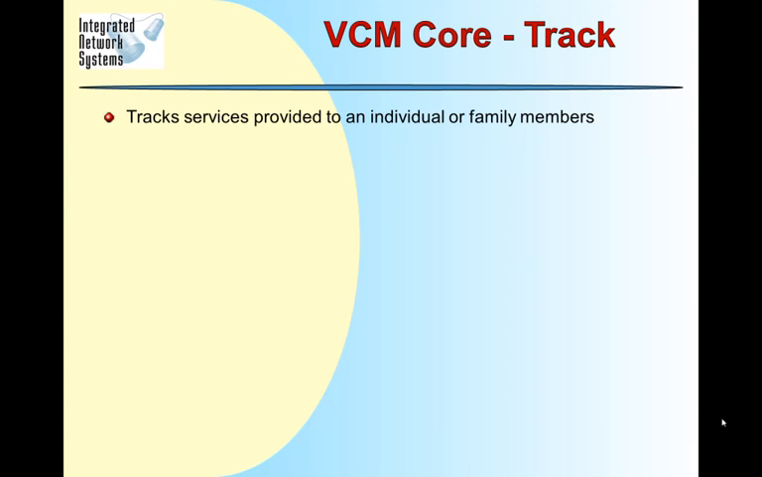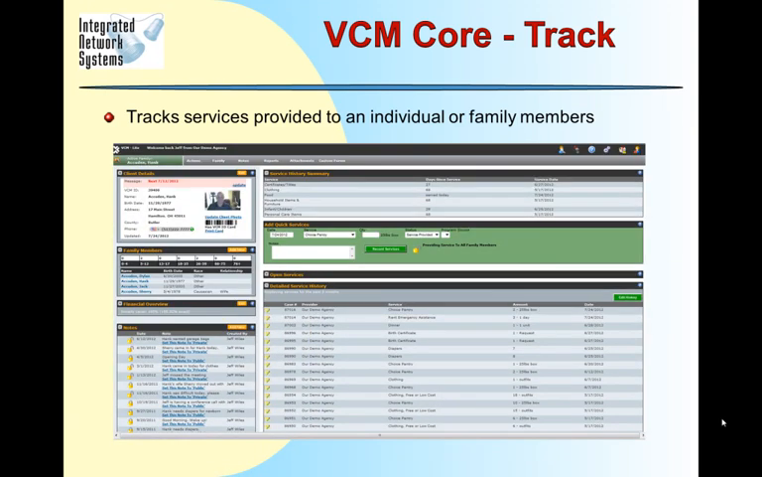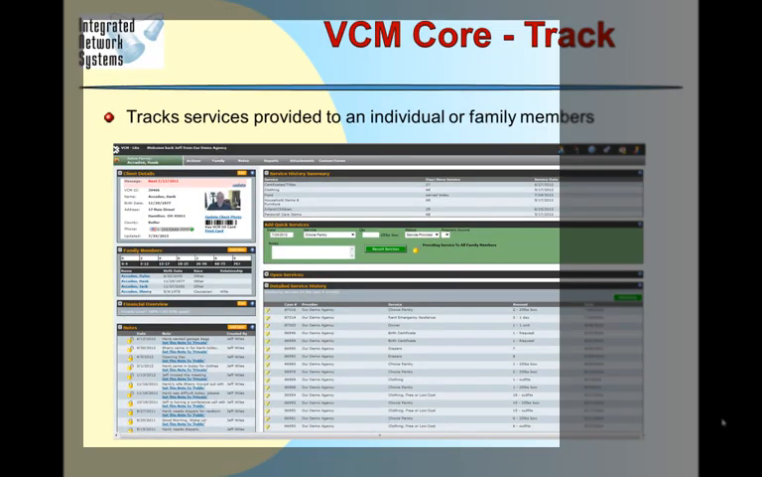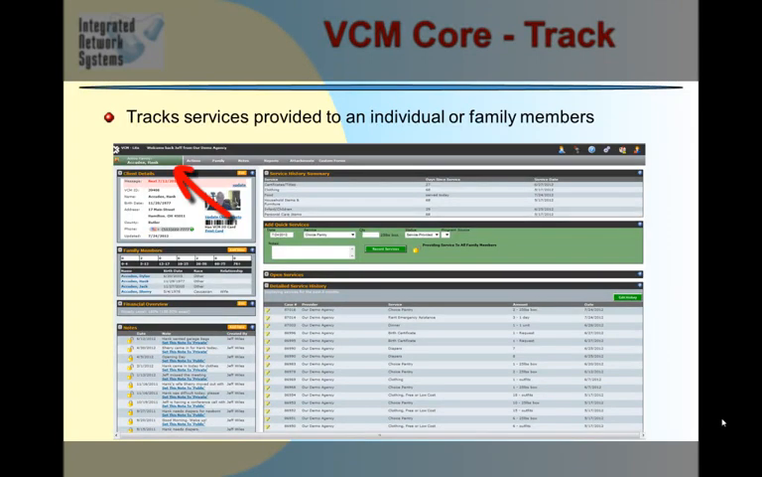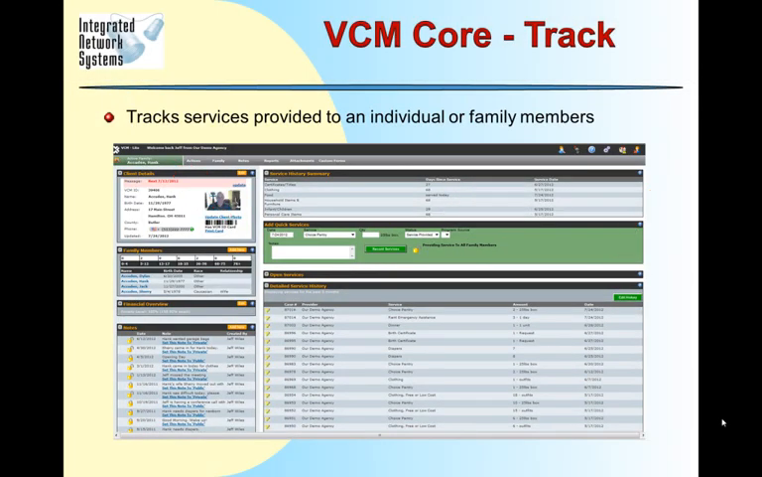Now, let's look at the VCM Core tracking function. The VCM Core has the ability to track services provided to an individual or family member. This function allows you to see where the client has last been served, what service they received, and the date that they received it. Not only is this a great tracking tool, but it's a great tool to use for collaborating with other agencies. It can give you a good overview of what's going on within your community.